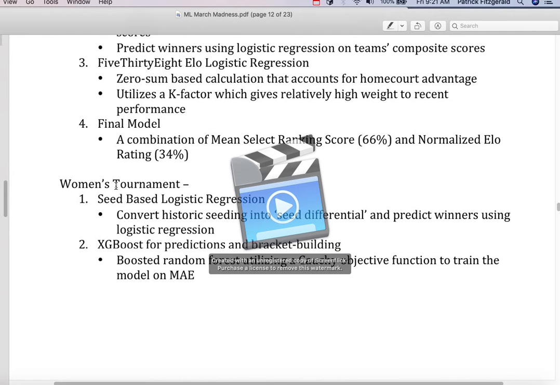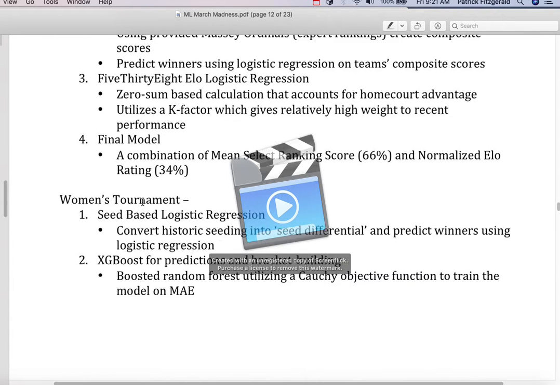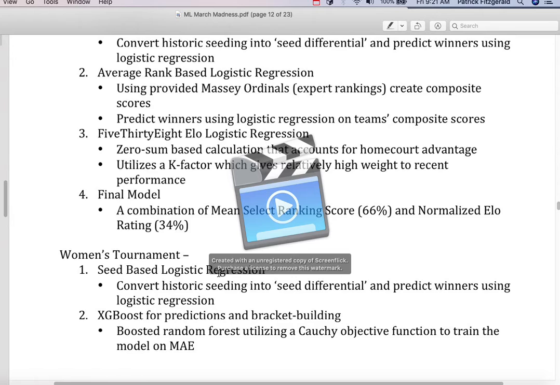And then for the women's tournament, I started with the same thing, seed-based logistic regression, basically just a baseline to see how the seeding would play out. Again, converting historic seeding into seed differential and predicting winners using logistic regression. There's less data for the women than there is for the men. The men's goes back to 1985, the women's only goes back to 1998. However, this is still a surprisingly accurate predictive model.